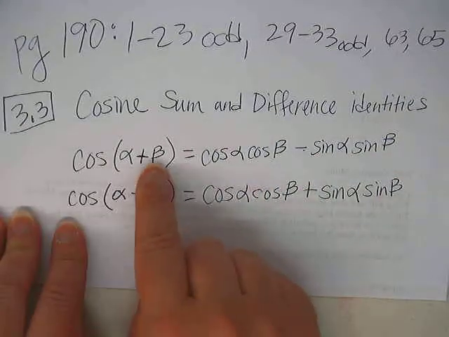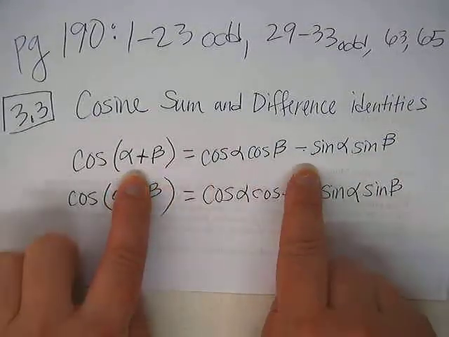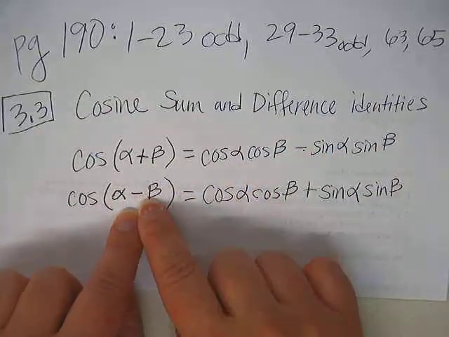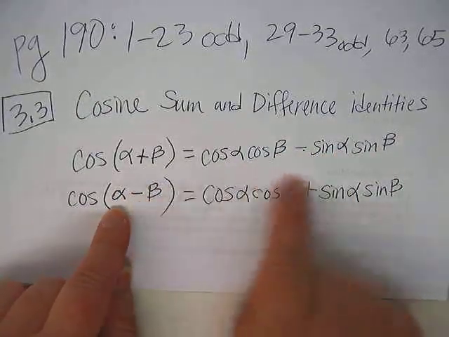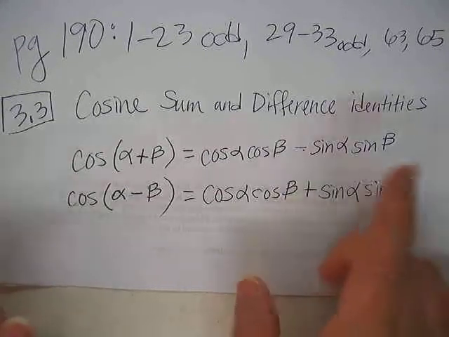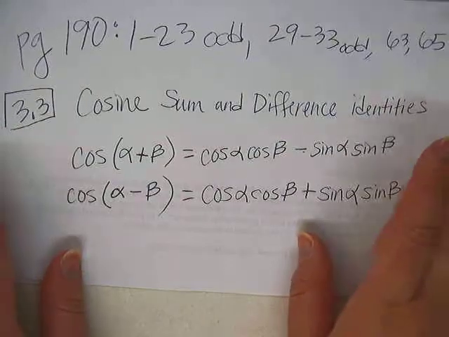This is the sum identity because it's plus, but notice how the identity itself has a minus in it, so don't forget that. And then the difference identity is a minus, but the identity that it's equal to has a plus. So kind of the opposite of what we might expect.